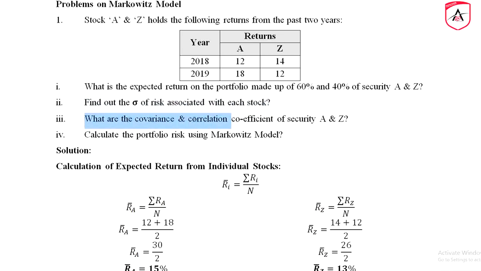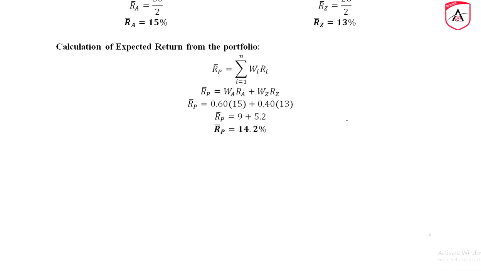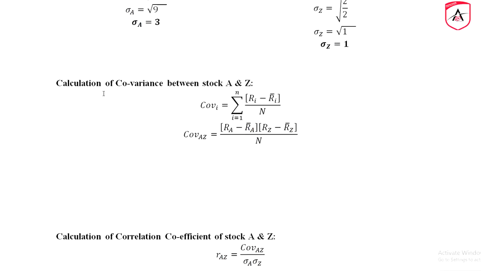Now we have to find out the covariance and correlation coefficient of security A and Z. We have to find out the relationship between security A and Z. In order to find this out, we have a formula, calculation of covariance between stock A and Z. Covariance equals summation i equals 1 to n of (Ri minus R bar)(Zi minus Z bar) divided by n. So we have to find this out. Similarly, if there are 2 stocks, we have to add this for 2 years.